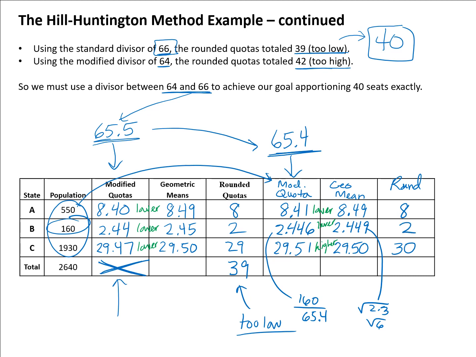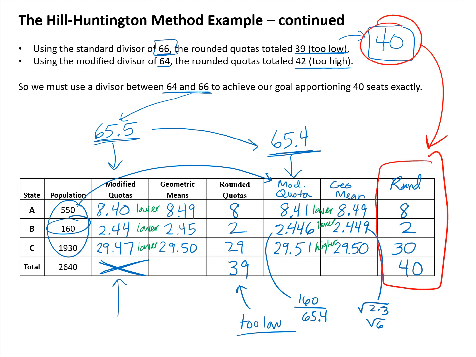And now we actually can add up our 3 quotas for our states, our rounded quotas. 8, 2, and 30 gets me 40. And that's perfect. We wanted the 40, and that's what we got. There's our 40 seats. So state A gets 8 seats. State B gets 2 seats, and State C gets 30 seats. So we now have an apportionment using the Hill-Huntington method for this example. Again, with Hill-Huntington, we use the geometric means to round instead of the standard rounding rules.